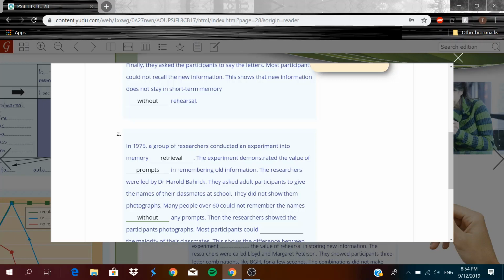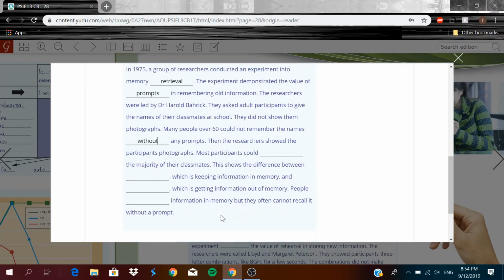Okay, so whenever you're in doubt about which word to choose, always read the whole sentence. Even read a little bit forward so you'll get a better idea of what the word should be. Okay, so without any prompts. Then the researchers showed the participants photographs. Most participants could dash the majority of their classmates.